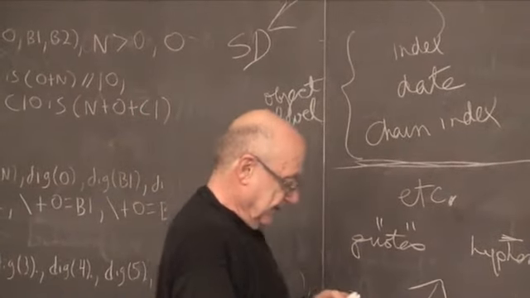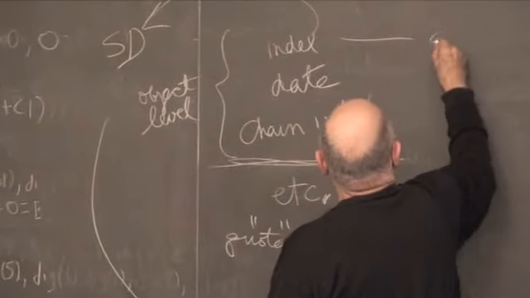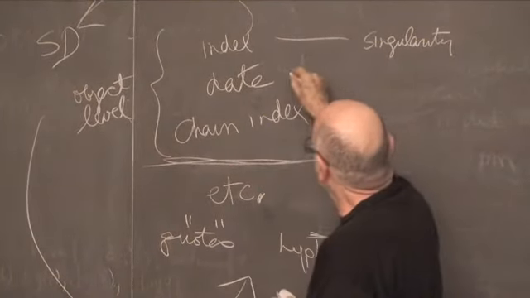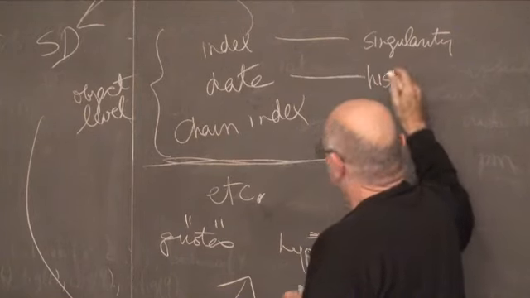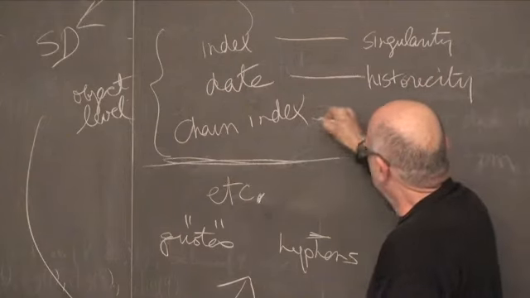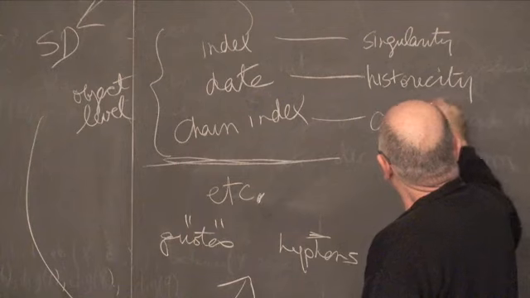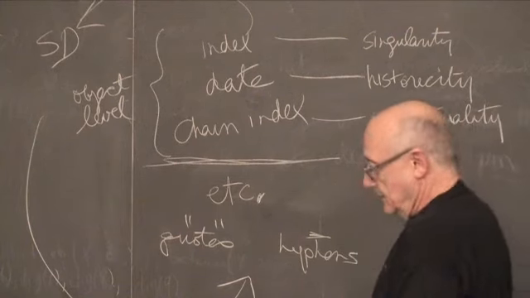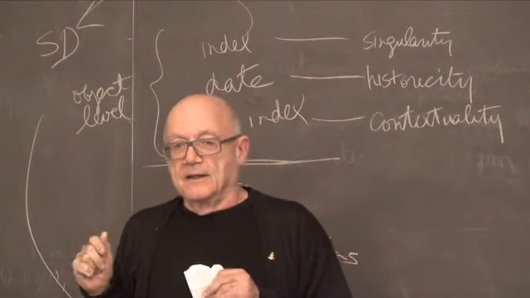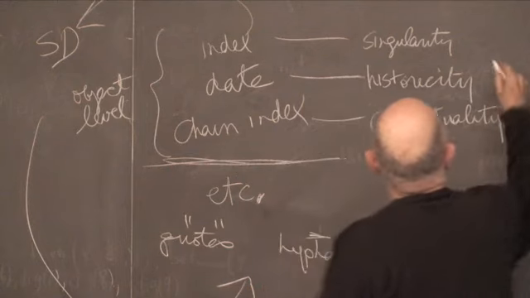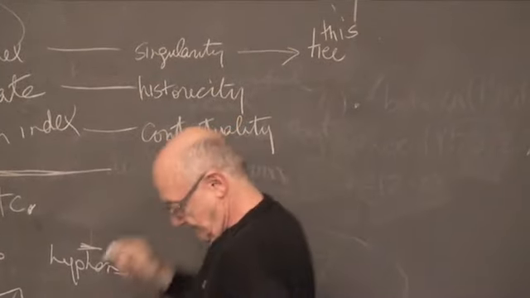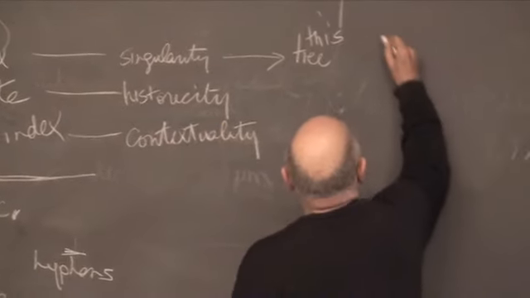Now what do we find at the object level? We find singularity. That's the index. We find historicity. I could choose other words here. And we find contextuality. So let's take, for example, the tree. Remember the tree that we talked about? Potter's tree. So the index points us to this tree. The index goes like this.